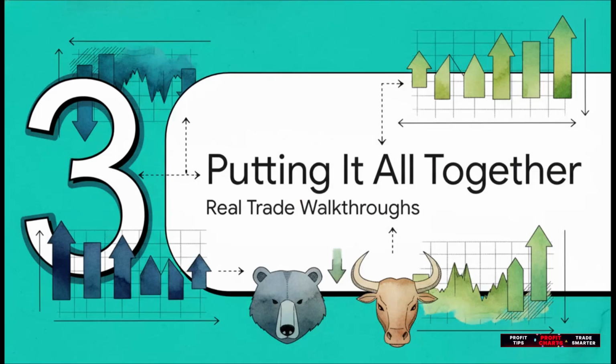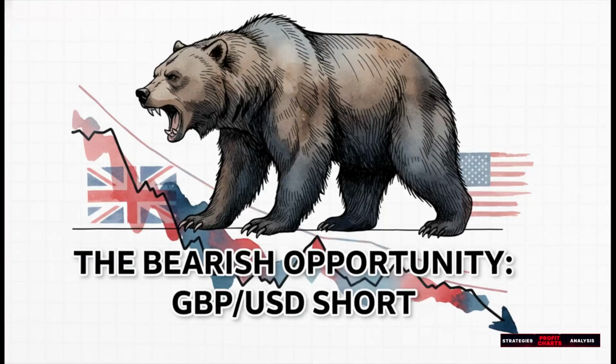clicking a button. Now, theory is one thing, but seeing this stuff in action is what really makes it click. So let's walk through two real-world examples, one bearish, one bullish, and see exactly how this three-step framework plays out on the charts. First up, we've got a bearish setup on GBP/USD. Our mission here is to find a high-probability spot to go short, to sell.